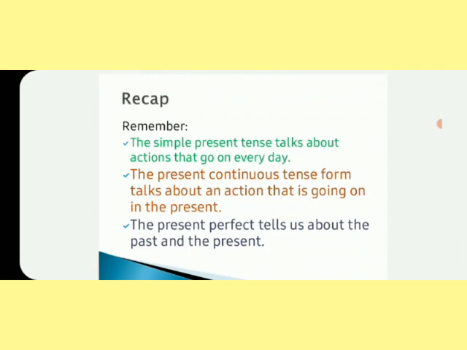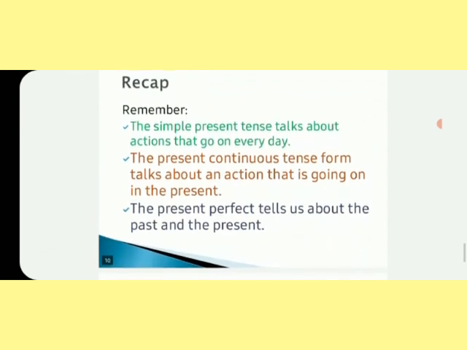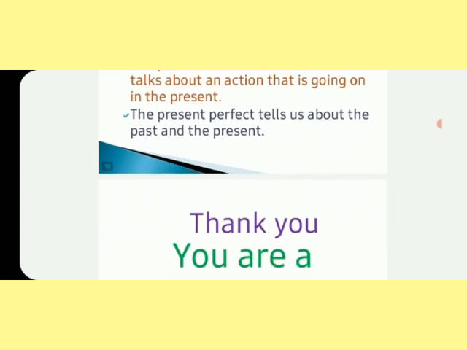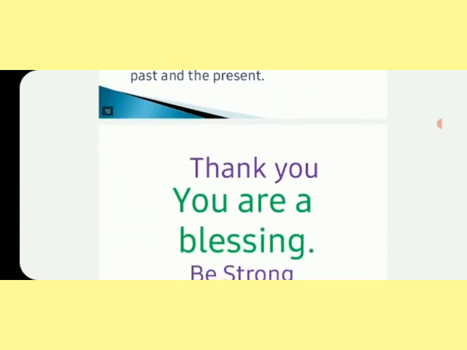Good. Now let's remember some points of this chapter. The simple present tense talks about actions that go on every day. The present continuous tense talks about an action that is going on in the present, and the present perfect tells us about actions that began in the past and are completed at present, or are still going on.